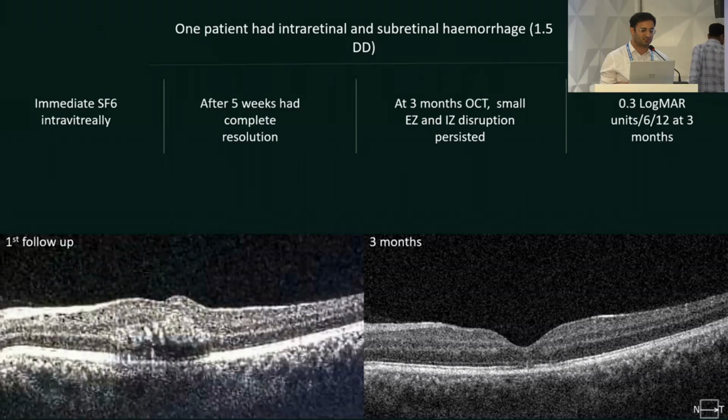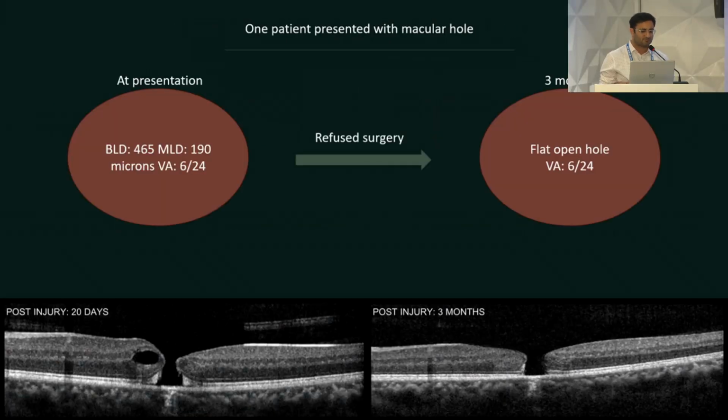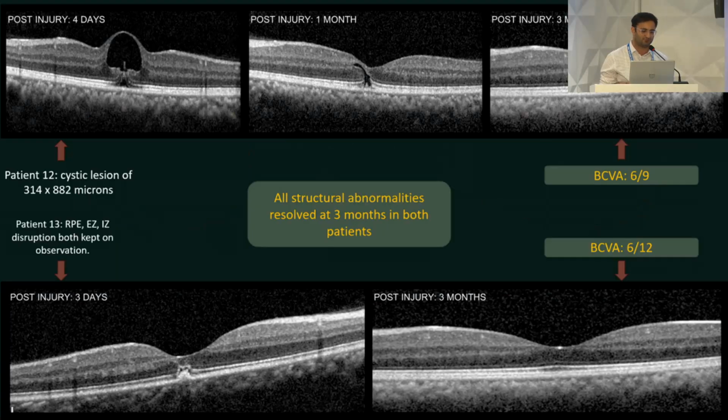One patient had intraretinal and subretinal hemorrhage who immediately underwent intravitreal SF6 injection and at 5 weeks had complete resolution of hemorrhage. At 3 months, the patient had a small EZ and IZ loss and achieved a visual potential of 6/12. The patient with a macular hole did not undergo any surgery and at 3 months had flat open macular hole configuration with a visual acuity of 6/24.